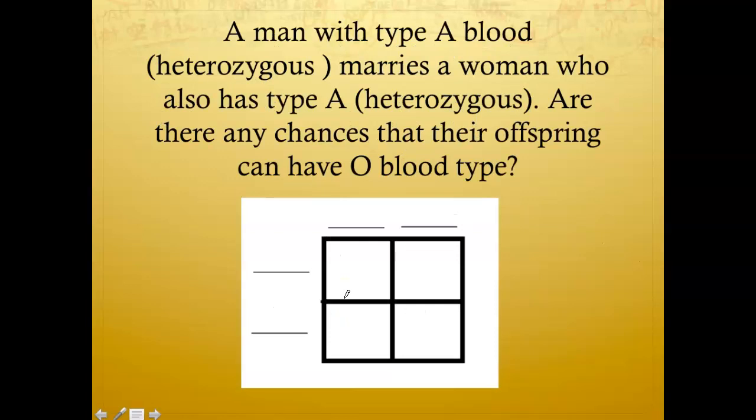Okay, let's look at this problem. A man with type A heterozygous marries a woman who has type A heterozygous. Are there any chances that their offspring will have O? If they're both heterozygous, that means that they both are carrying the recessive allele, and yes, there is a chance. So if we cross them, we could see that here is homozygous dominant.